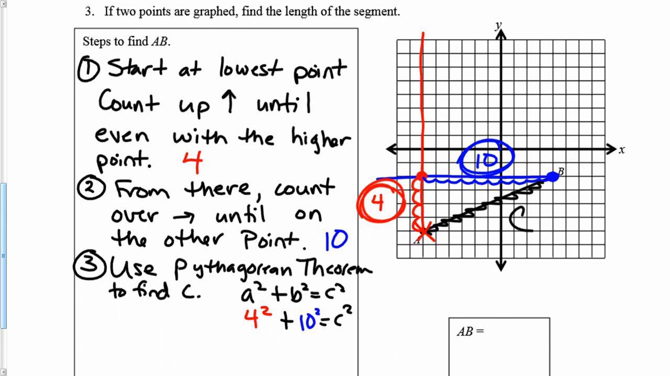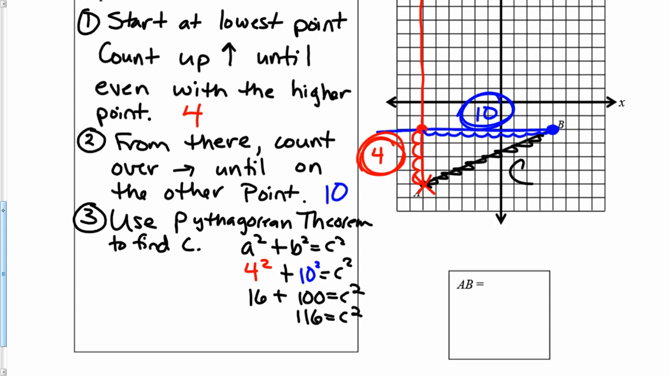So 4 squared is 4 times 4. That's 16. 10 squared is 10 times 10. That's 100. And when I combine that, I get 116. And of course, when I'm trying to find what C is, I'm going to take the square root of that.